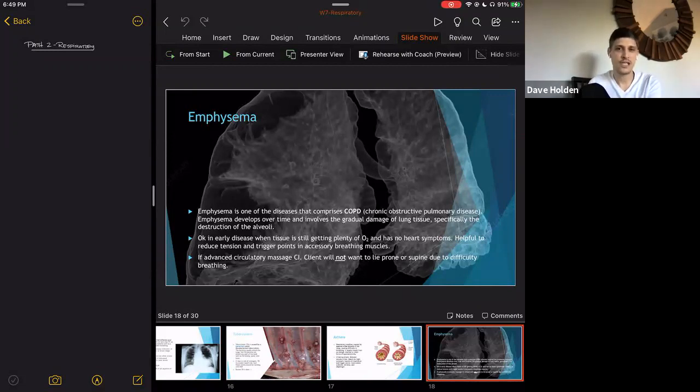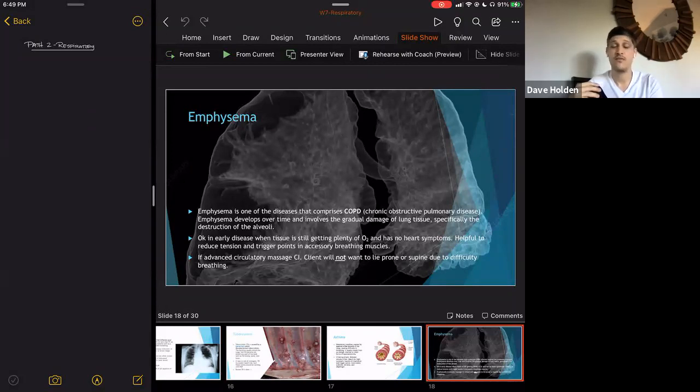Massage can be helpful to reduce tension. We could even do trigger point work for breathing muscles and stuff like that. But once emphysema reaches a critical point and the heart becomes involved, there's really not much that massage will be able to do. If it's advanced, circulatory massage is also contraindicated.